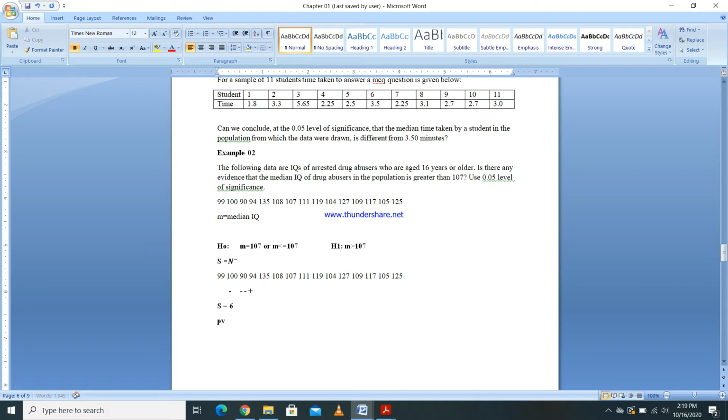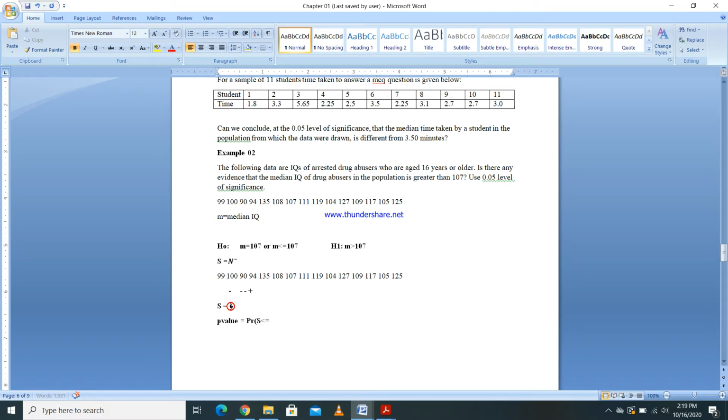The next point is we need to find the p-value, right? So if we are going to find the p-value, the p-value is equal to the probability that our test statistic is less than or equal to the observed value of the test statistic.